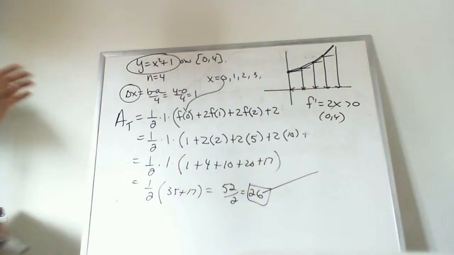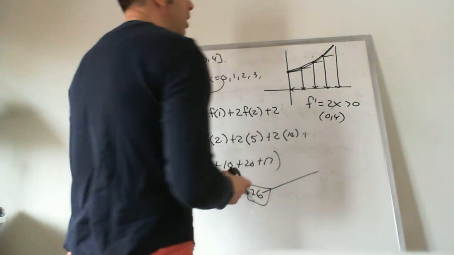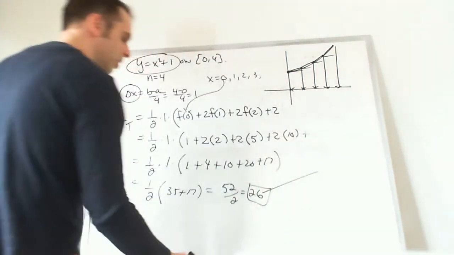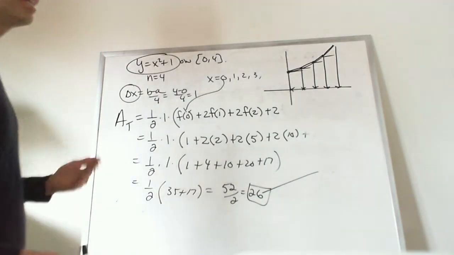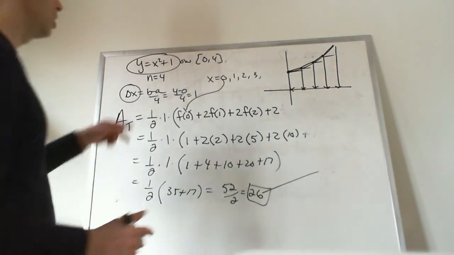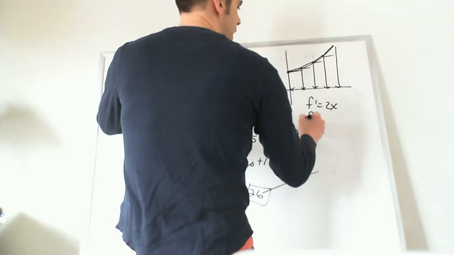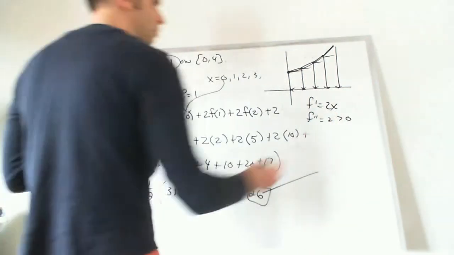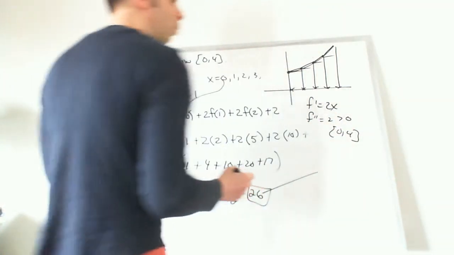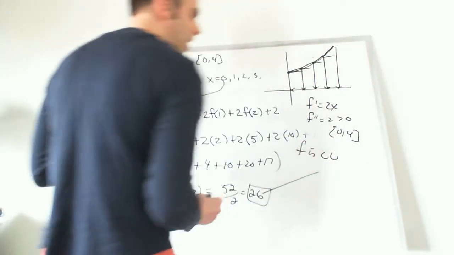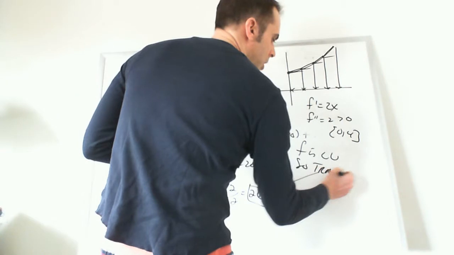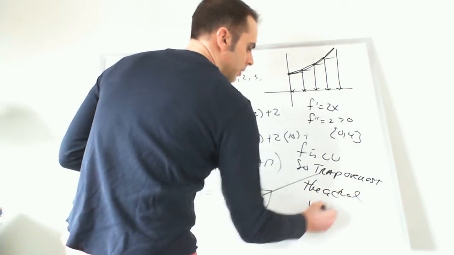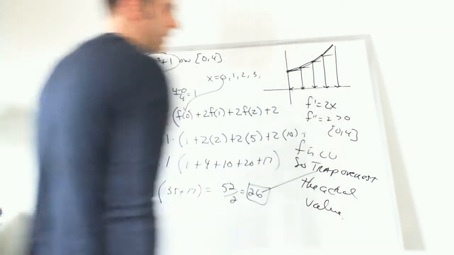But for trapezoidal, we do not look at whether it's increasing or decreasing. We look at the concavity of the function. And that, of course, refers to the second derivative. That would confirm that this function is concave up on that interval. So if f prime equals 2x, f double prime equals 2. F double prime is always positive here, but in particular it's positive on the interval from 0 to 4, which means f is concave up, so the trapezoidal rule overestimates the actual value. Okay? It overestimates the actual value.